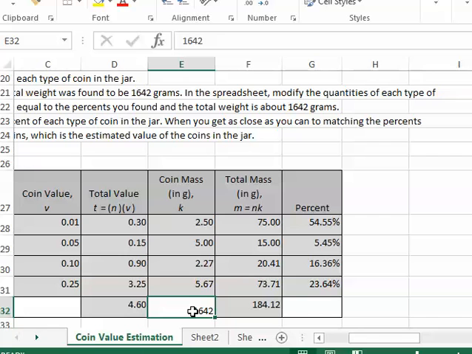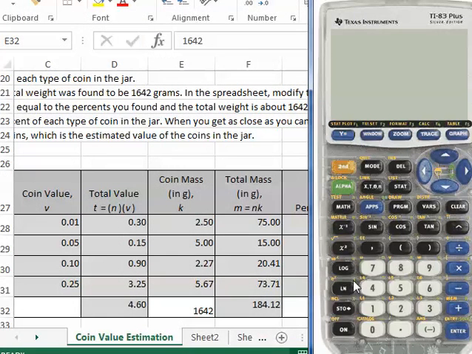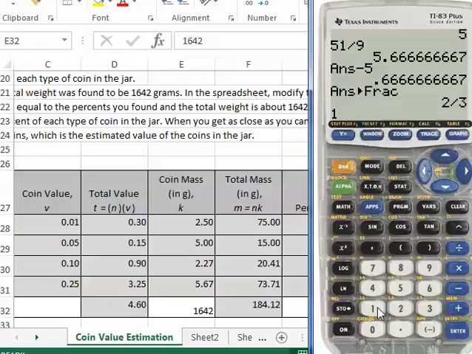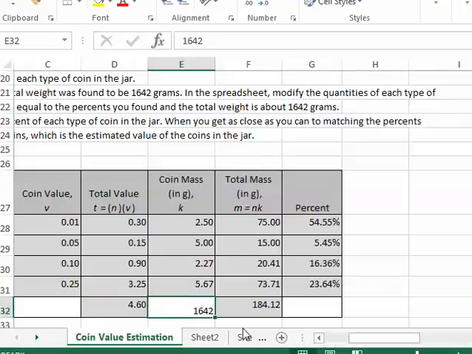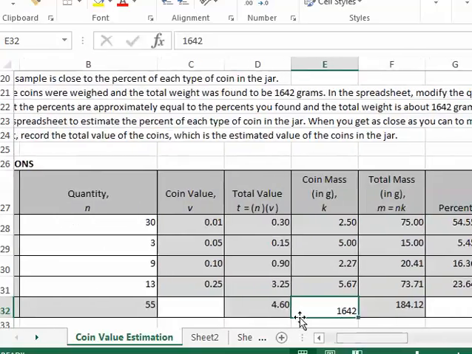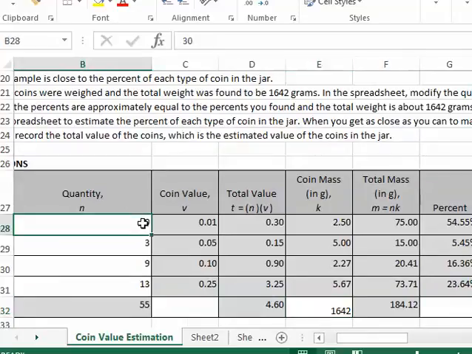We want to try to keep those percentages the same, but we want this number to go up to that number. So I'm going to take my handy dandy little calculator here, and I'm going to take that number, 1,642, divided by 184.12, and I get 8.9, approximately 9 times, right? So to get the right mass, I need to multiply times 9. So I'm going to take each one of these numbers and multiply times 9.